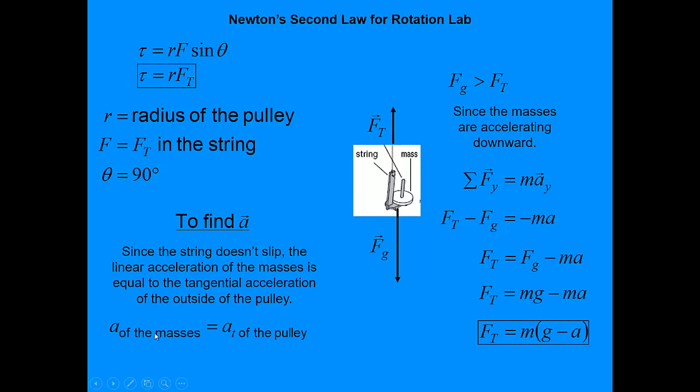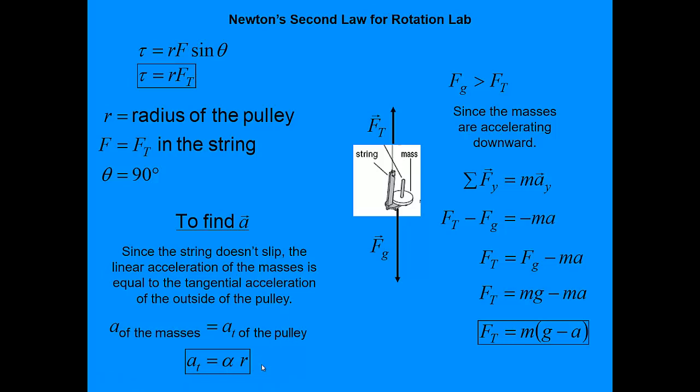The linear acceleration of the masses, these are A's, not alphas, has got to be equal to the acceleration of the outside of the pulley due to the tension in the string, and the tension in the string is tangent, so the acceleration of the outside will be tangent. So, if we can find the acceleration of the outside of the pulley linearly, then that would be the same as the acceleration of the masses. And since it's the tangential component of the acceleration, we know how to find that. We derived that in class. That is angular acceleration times the radius.